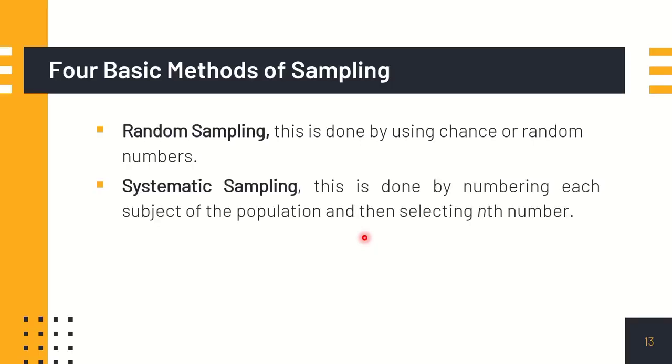Systematic sampling. This is done by numbering each subject of the population and then selecting every nth number. For example, in one community, let's say you arranged the population by numbers, and let's say there are 1,000 people. Then the respondents you will take are only every 10th number in the population of that community. So you only take every 10, 20, 30.